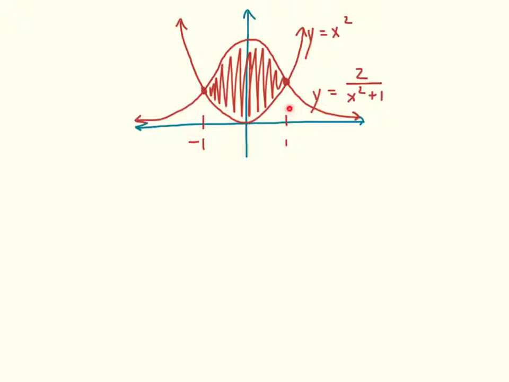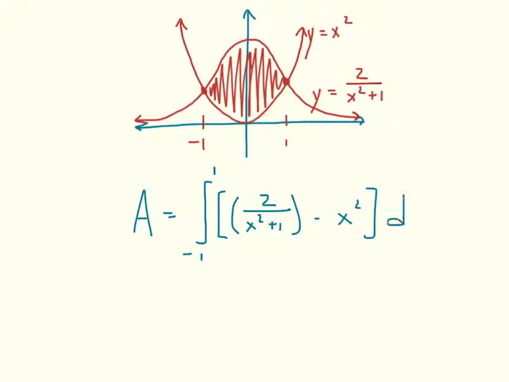Now from the work we did on the previous slide, that region starts at negative 1, ends at x equals 1, and has a clear upper boundary and lower boundary, right? So we're ready to set up. Our area is going to be given by the integral from negative 1 to 1 of, well, whatever's on top, in this case 2 over x squared plus 1, minus whatever's on the bottom, in this case x squared. And we're integrating all of that with respect to x.